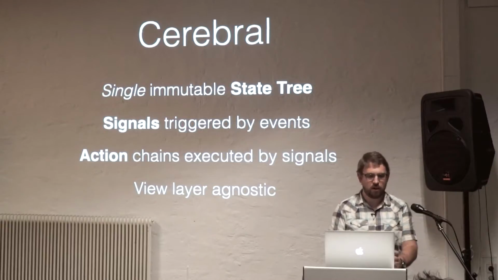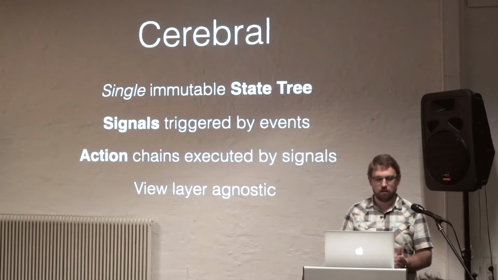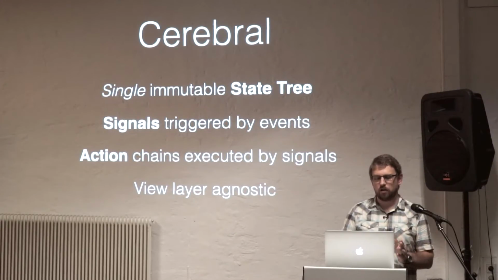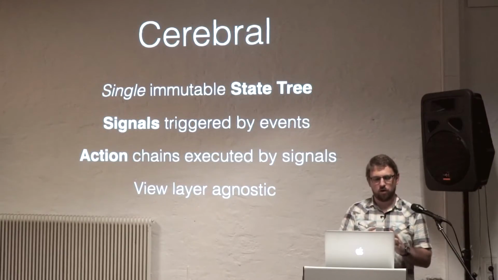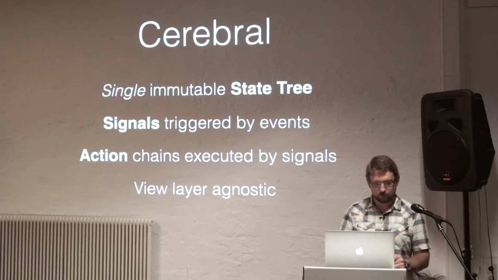So at its core, Cerebral has a single state tree. Immutable by default, there's also an option if you need performance later on. You can basically swap out an immutable for a mutable tree without any API changes. The main interesting thing is you have a concept of signals. So a signal is basically a chain of actions that get triggered. And each action is a small composable piece of logic. So you can break down a problem into many small parts, and we'll look at one in a moment.